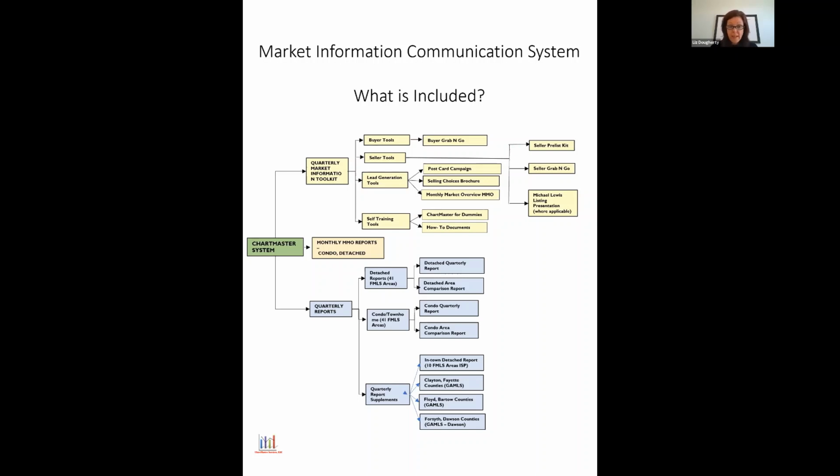We'll go over that. So these are all the reports that you get. This is a nice flow chart just to show you on one page what you've got to look at. So the area report, and I'll show you examples of that. The area report drills down. You can use those to look at specific parts of the city that you are selling in. If you've got a buyer interested in a specific area, it's broken out by the area number in FMLS.